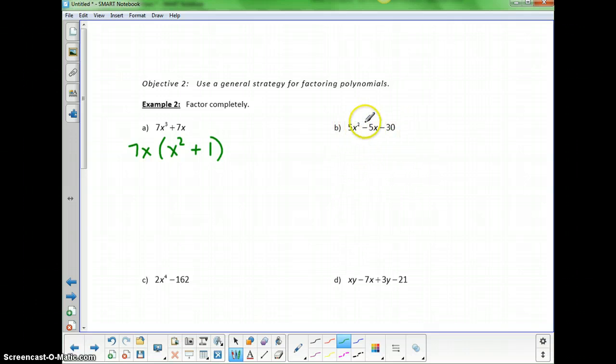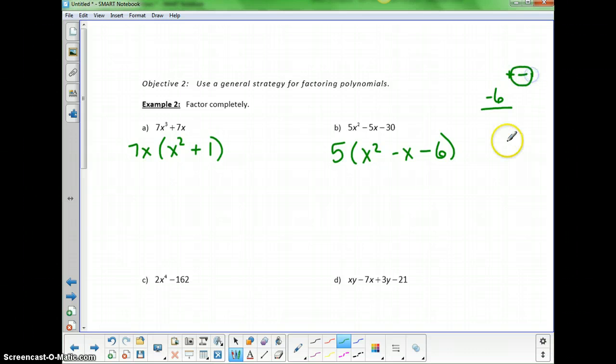3 terms. There is something in common, so I'm going to make sure I take my GCF out first. Divide everything by 5. Alright, I need to continue to factor. This right here, the x squared minus x minus 6, is a trinomial, 3 terms with coefficient 1. So I just need to break up the 6 here. Try to get it to add to negative 1 in the middle. 6 is negative, so I'm going to need a positive and a negative. It's going to end up being negative, so the negative number is larger.